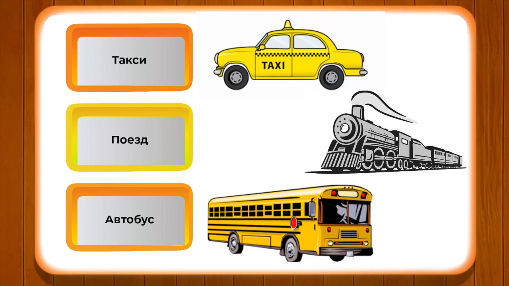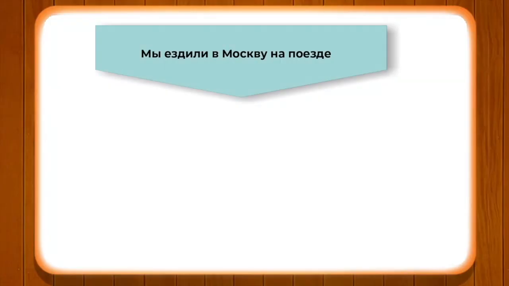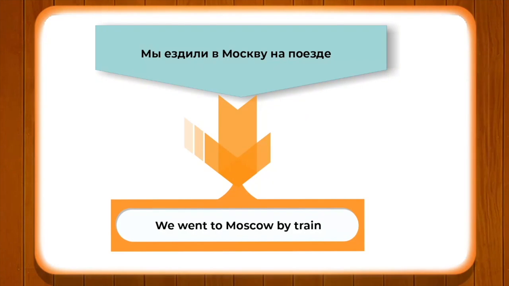Na taxi. V indicates in, whereas na indicates by. So please pay attention to the sentence in order to understand it properly. Мы ездили в Москву на поезде. We went to Moscow by train.